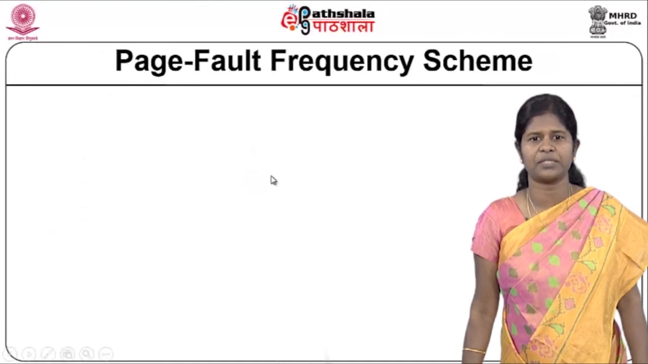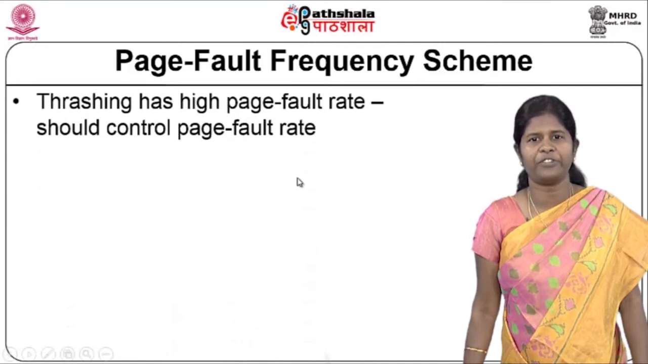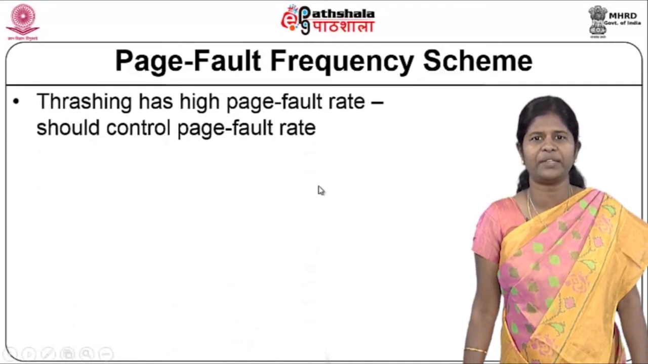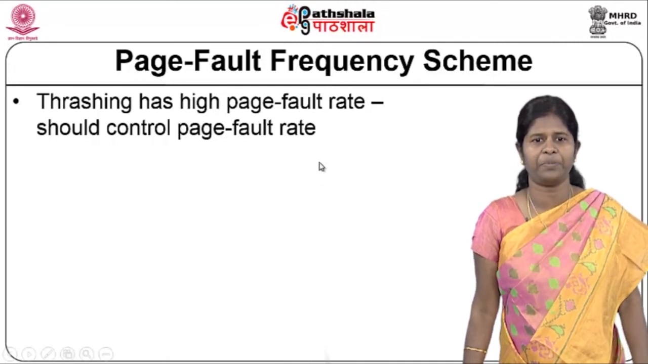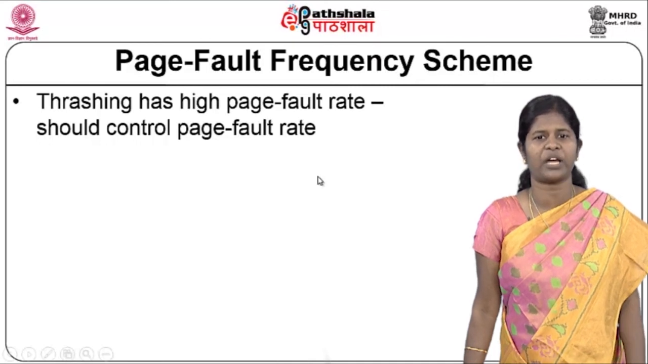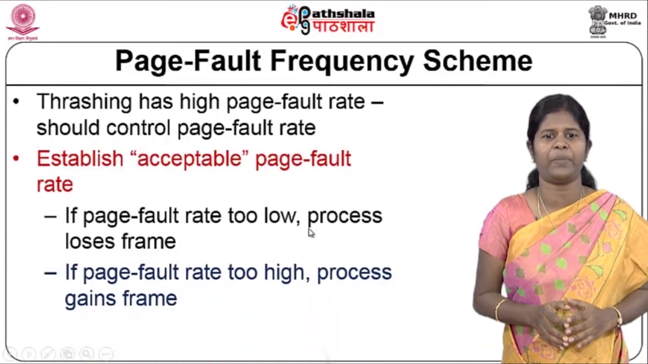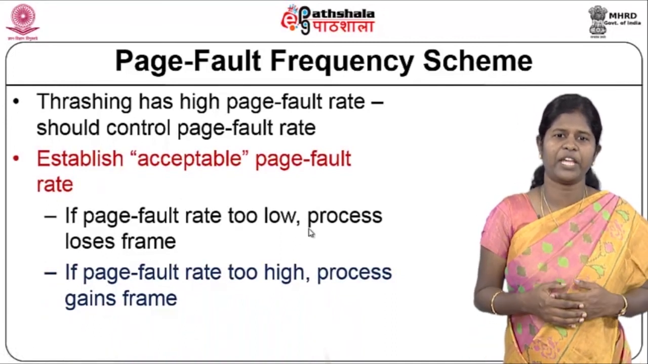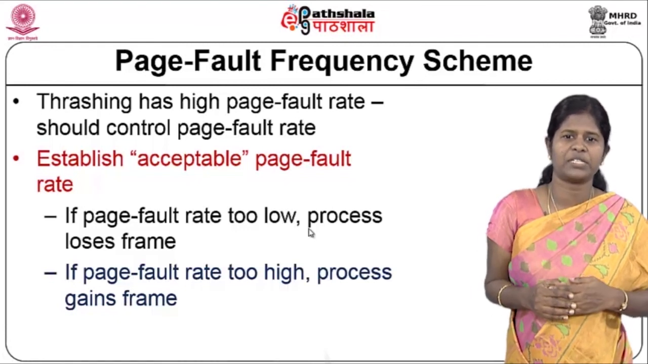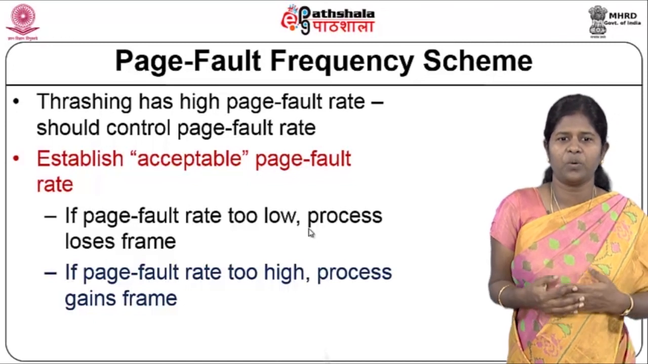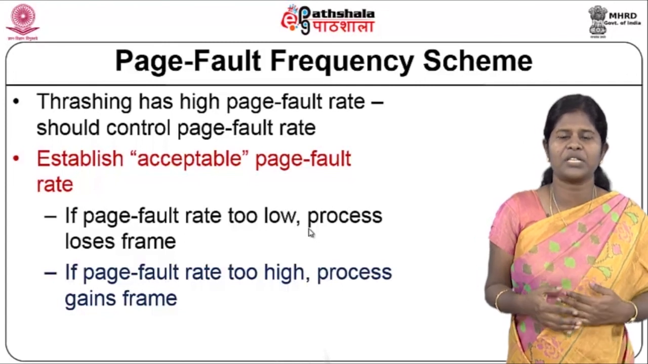And the second mechanism is the page fault frequency scheme. In this scheme, you look at the page fault rate. Why does thrashing occur? Thrashing occurs because there is a high page fault rate. So, you need to control the page fault rate. How do you control it? You keep measuring the page fault rate, and if the page fault rate is too low, then the process will lose a frame. If the page fault rate is too high, the process will gain a frame.